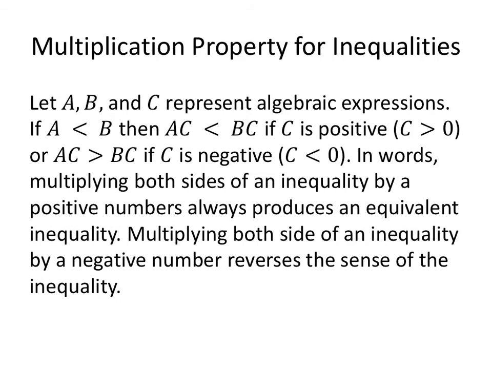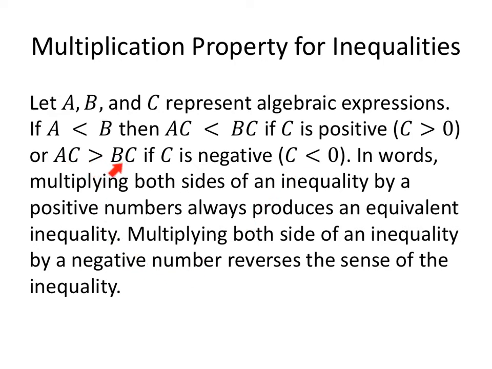Multiplication property for inequalities comes in kind of two parts. Let A, B, and C represent algebraic expressions. If A is less than B, then AC is less than BC if C is positive. What that says is, as long as you're multiplying by a positive value, the direction of the inequality stays the same. However, if A is less than B, then AC is greater than BC if C is negative.